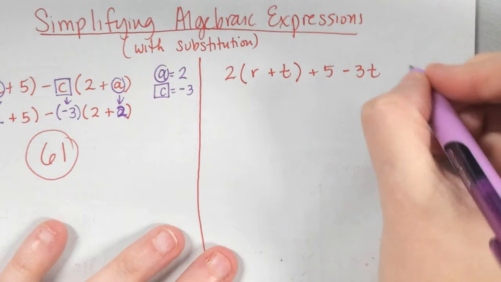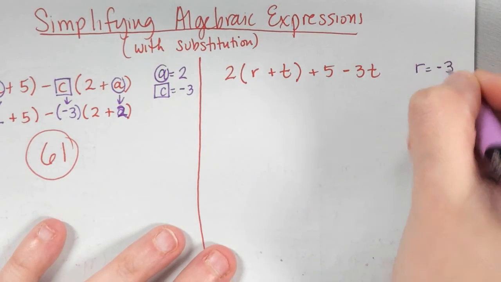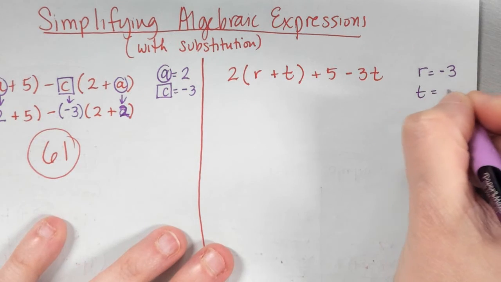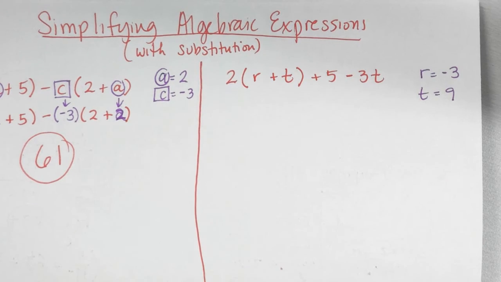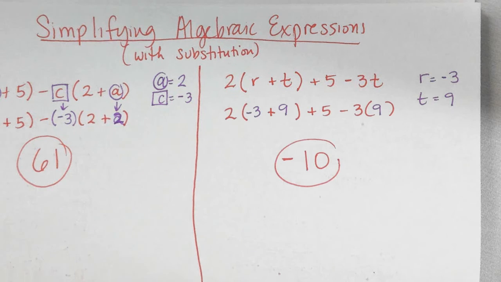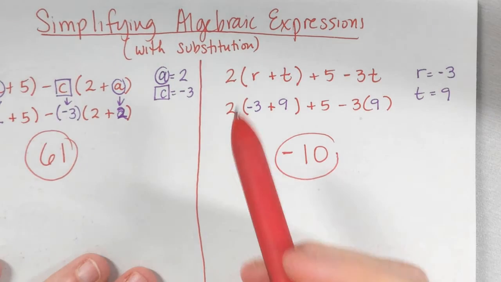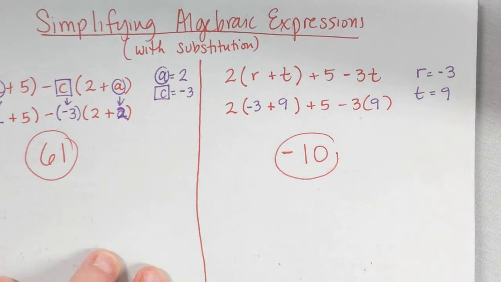Okay, so here are our variables. R equals negative 3 and t equals 9. I want you to take a minute and try that problem. Okay, this is what I got. Okay, so be careful when you substitute.